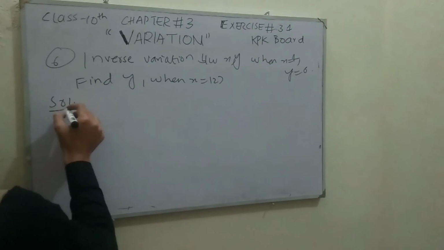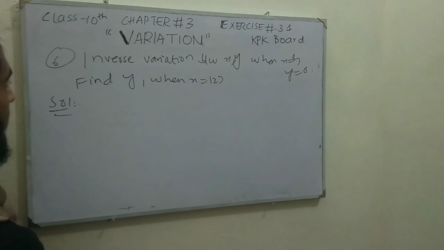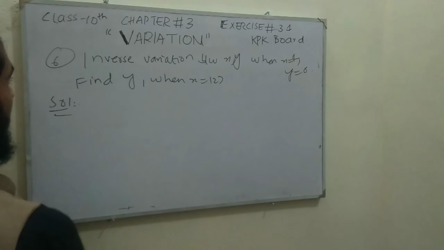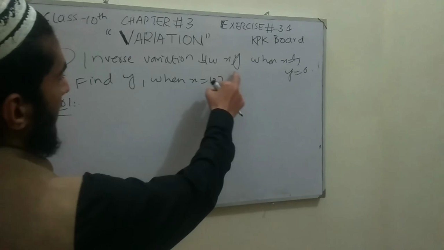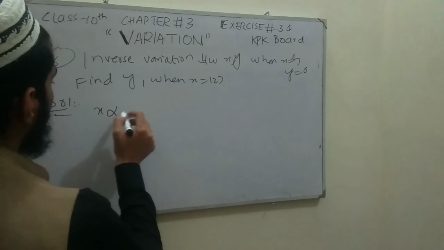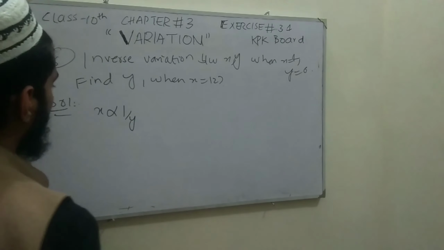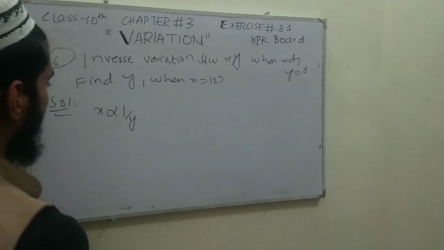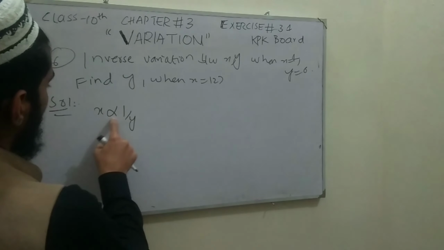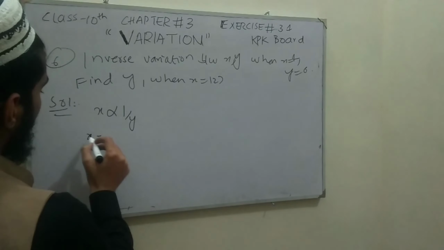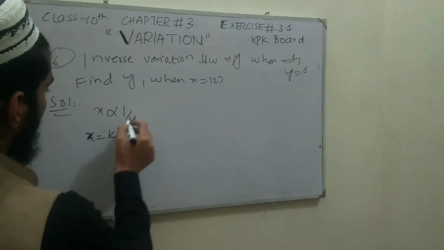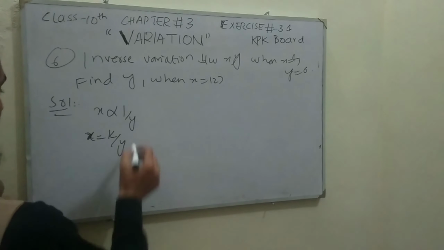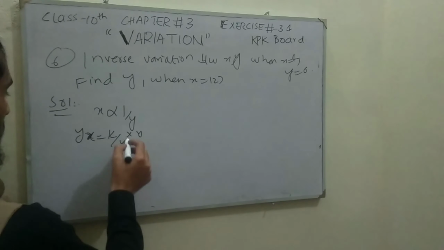Solution. We learned in the introduction of this chapter that inverse variation means that when one quantity is increased, the second quantity will automatically decrease. So the variation is between x and y. So x is inversely related with y. This is the representation of inverse variation. Now by removing this proportionality sign, we bring in is equal to a constant divided by y. Multiply both sides by y. So y will cancel out with y.